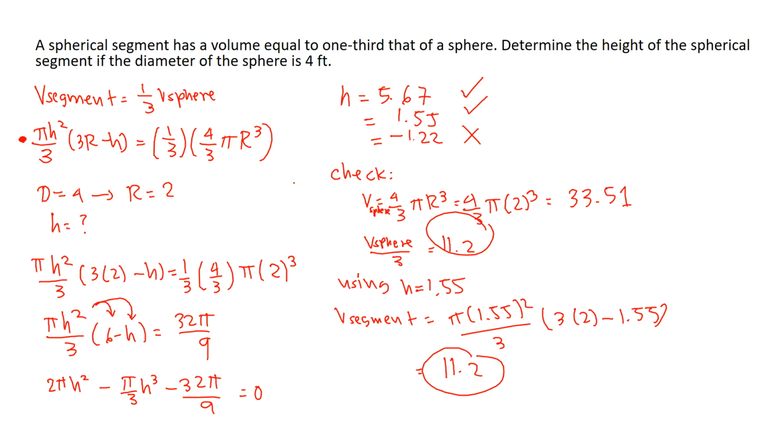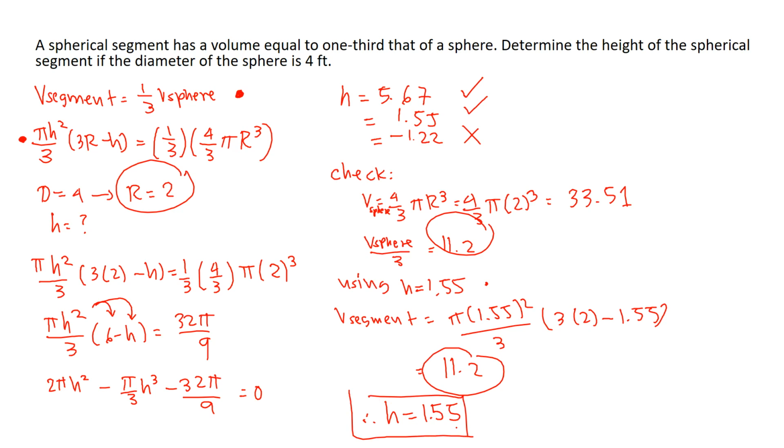That's why we have this condition in the problem, right? The condition is this: the volume of the segment with a certain height must be equal to 1/3 the volume of a sphere with a radius of 2. So 11.2 is the 1/3 volume of the sphere. Now we solved the volume using the height 1.55 and it is 11.2. They are equal. Therefore, the final answer is the height of 1.55.